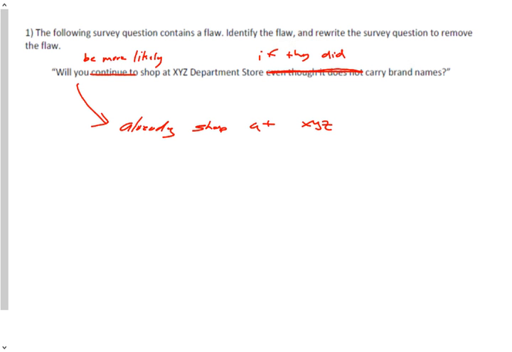Again, there's no set pattern for any of this. It's simply going through and looking at what type of sample I'm going to use, who's my audience, the question itself, and identifying how I can make it better.